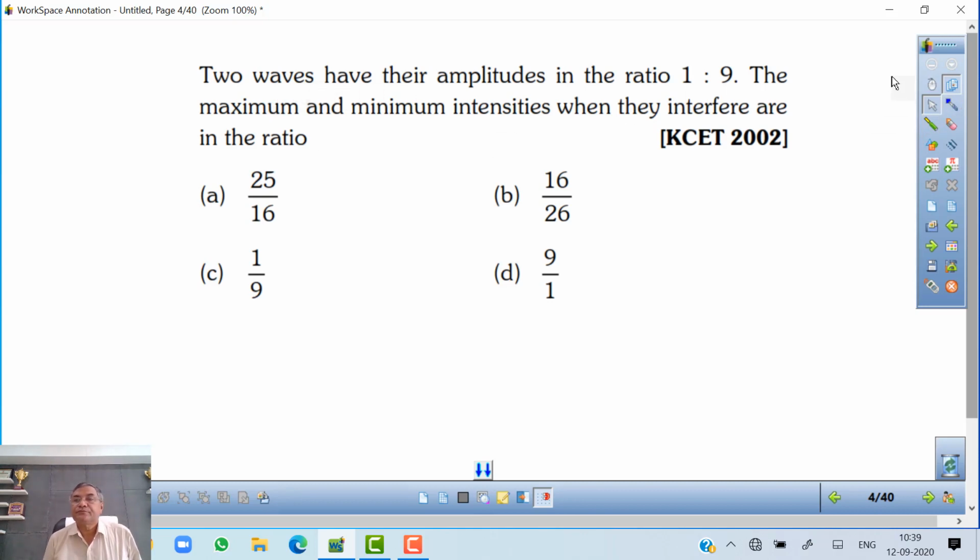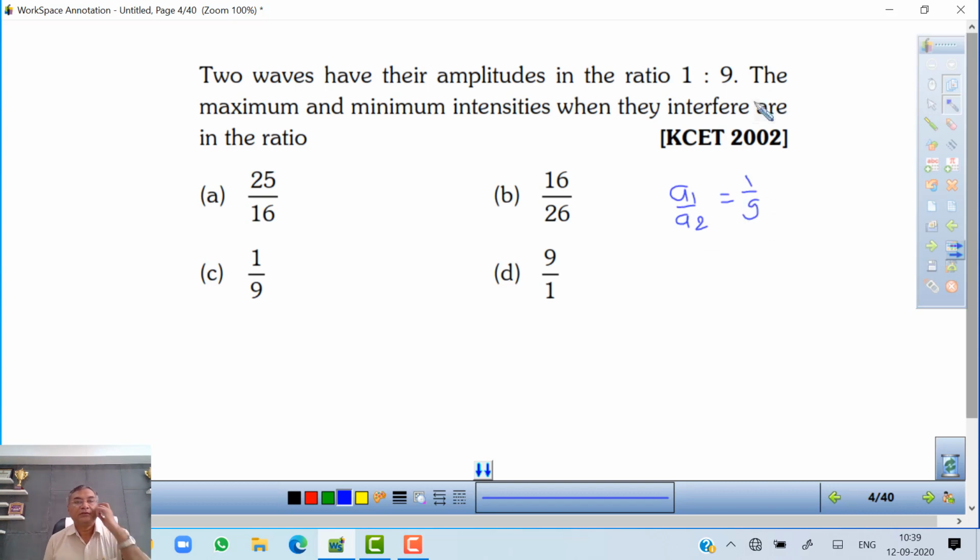Two waves have their amplitude in the ratio of 1:9. Now again A1 upon A2 is equal to 1 divided by 9. The maximum and minimum intensity when they interfere. Again, what do you have to do? A1 plus A2 upon A1 minus A2. So this is nothing but 10 upon 8. Actually, amplitude does not have a minus, I take positive only. And so that you don't get confused, I made it minus.